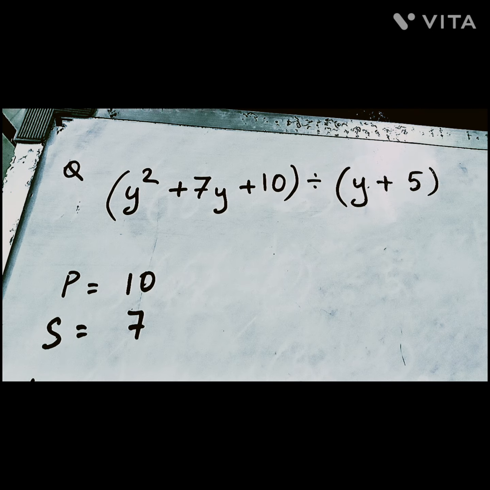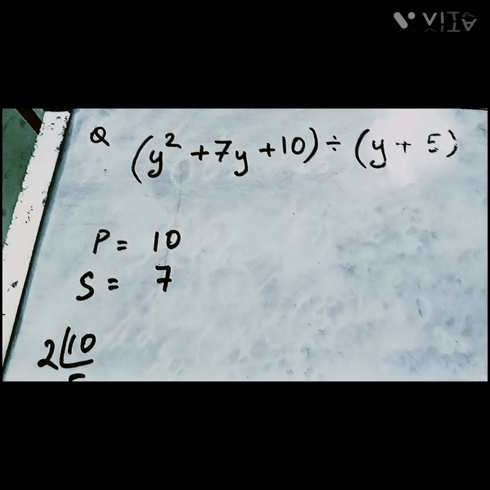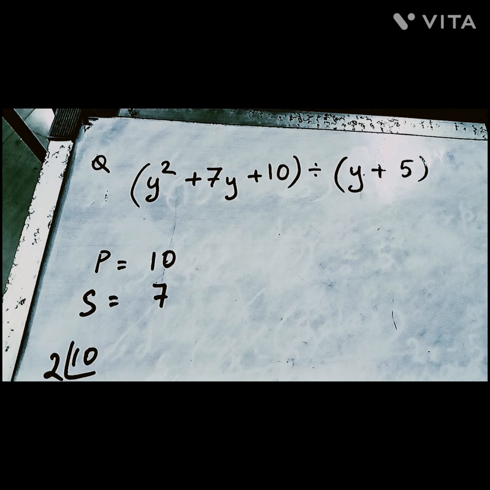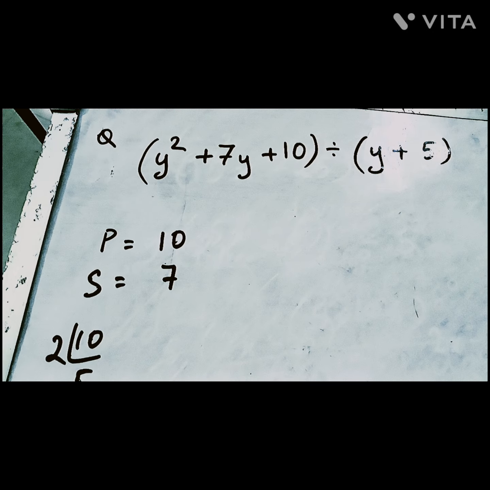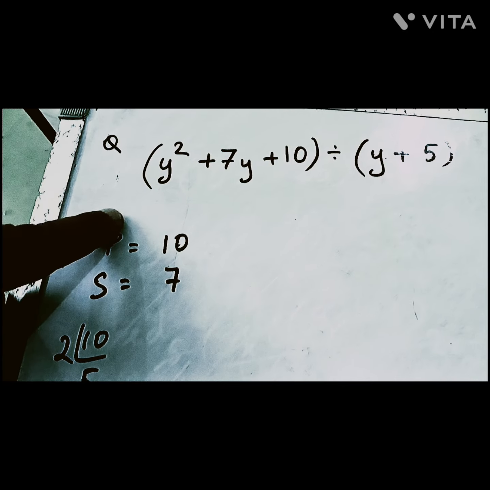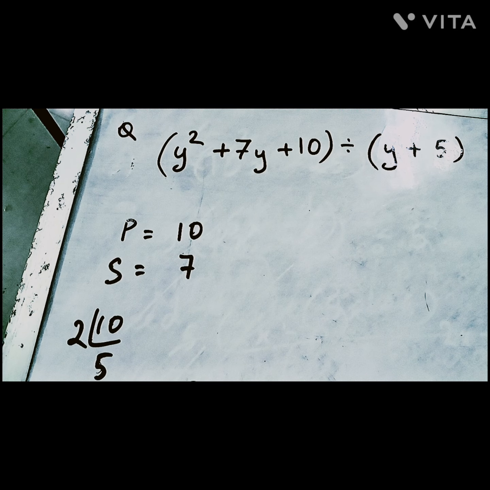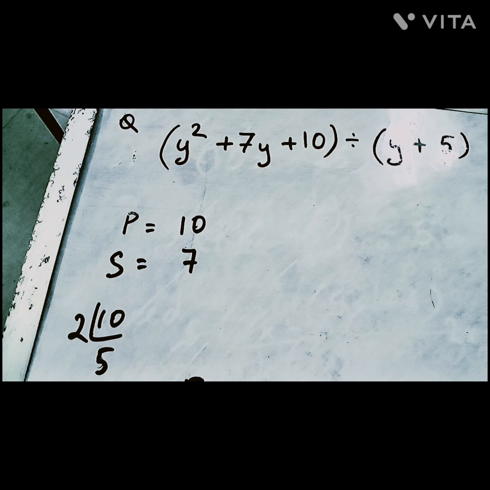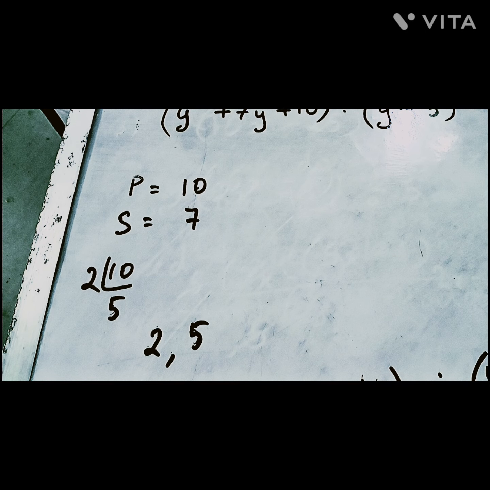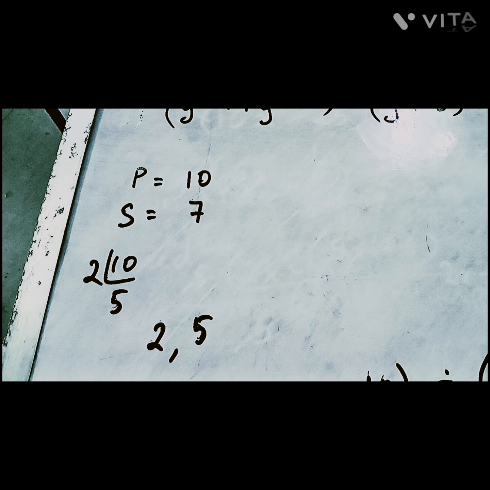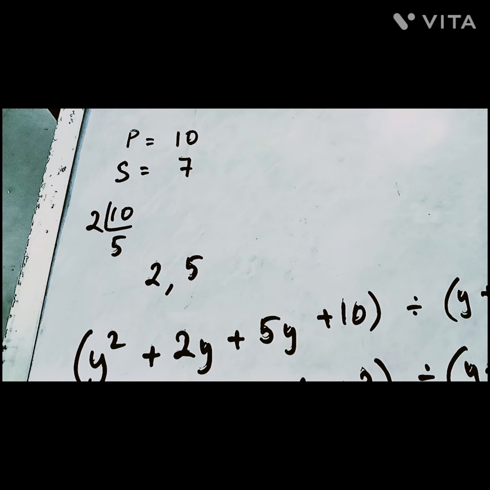So next question is (y² + 7y + 10) divided by (y + 5). Now we will be using middle term break or quadratic equation, what I have taught in the previous lectures. Here the product of the extremes is 10 and the sum is 7. So second step is we factorize 10: 5 and 2 are the two numbers. 5 times 2 is 10 and 5 plus 2 is 7. So we got the two numbers.